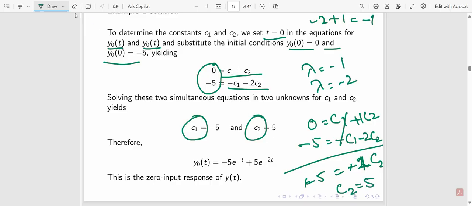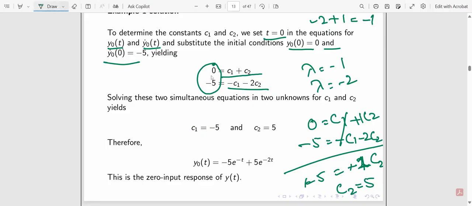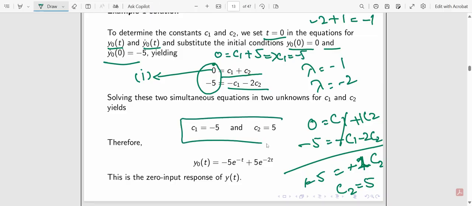And if we have C2 equal to 5, we can put it in any equation to get C1. So let's suppose we put C2 in equation number 1. So we will have 0 equal to C1 plus 5. So it means C1 equal to -5. So we are able to find the coefficients C1 and C2 as well. Now the equation for the zero input response, we can just put -5 plus 5 in a, and the rest of the part we have already solved over there.